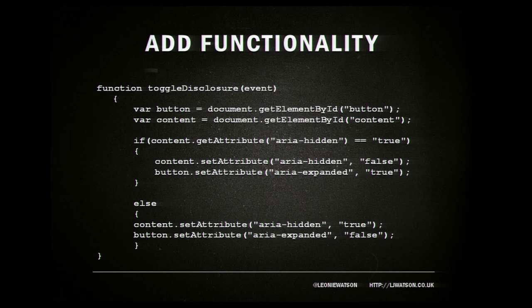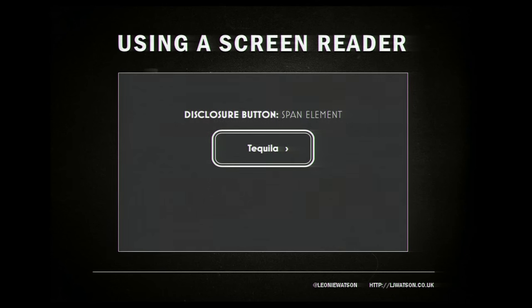Page down, add functionality slide. Lastly, we're going to bring it all together with the rest of the scripting in the widget, and we're just going to use the JavaScript to toggle the state of the ARIA expanded and ARIA hidden slides. And in doing that, we just set off that cascade reaction. So the state changes, the information that's available to a screen reader changes, and the styles change, all based off a very simple function.